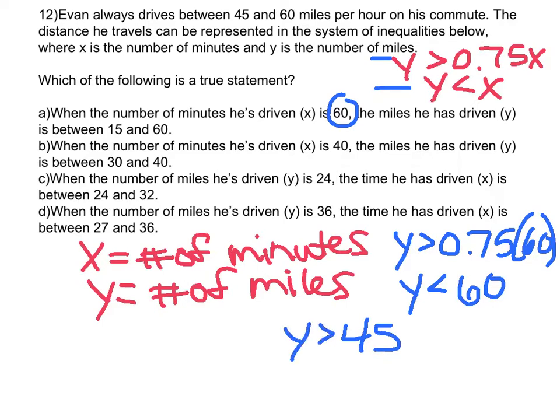So if you look at option A, it says that the miles he's driven is between 15 and 60. So that is actually false. It does not make that a true statement. You're going to continue with B, C, and D, and you're going to find out which one of these options are true statements. So go ahead and you need to finish the work for B, C, and D and give me a final answer and make sure you show that on your work.